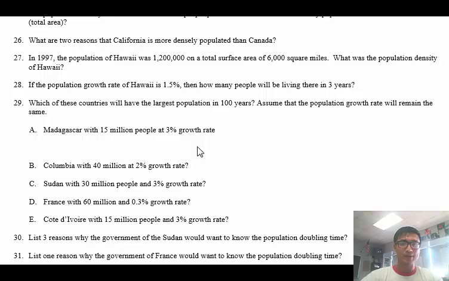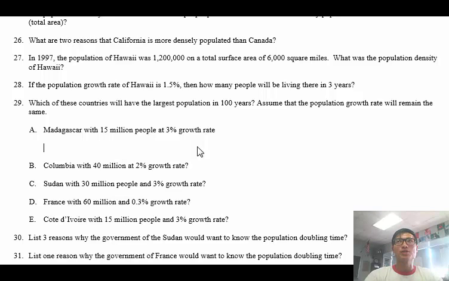29, letter A. Question number 29 asks, which of the following 5 countries will have the greatest population after 100 years? And it tells us to assume that population growth rate will remain the same. So the first country that we're going to deal with is Madagascar, and it has 15 million people, and it says that it has a growth rate of 3%.